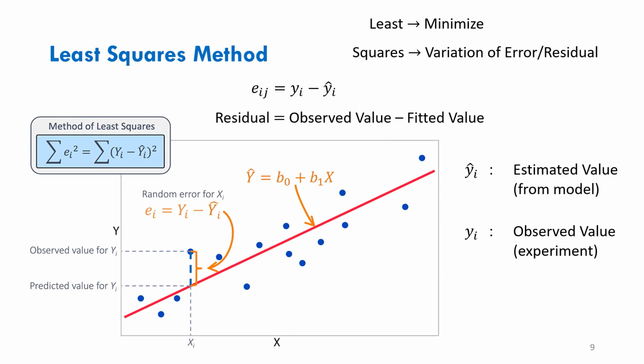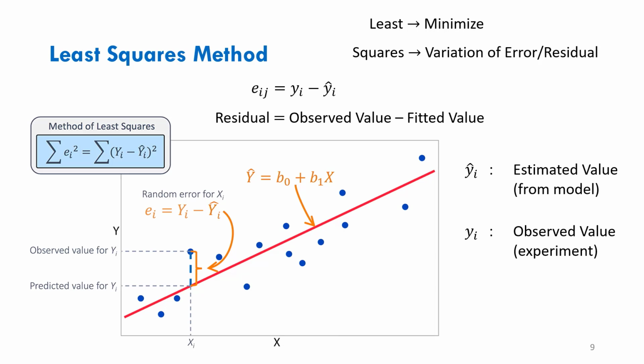Now in the least squares method, least means to minimize and squares relate to variations of errors or residuals. The variance of error can be found by calculating the deviation of each observation from the predicted value and then taking the sum of squares of these deviations. In this method, we try to minimize the variation of error to determine the best fit. The equation y hat equals b naught plus b1x is used for simple linear regression.